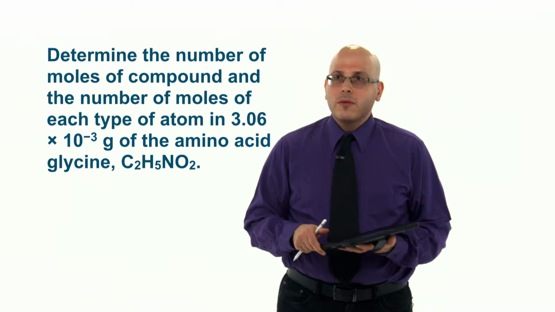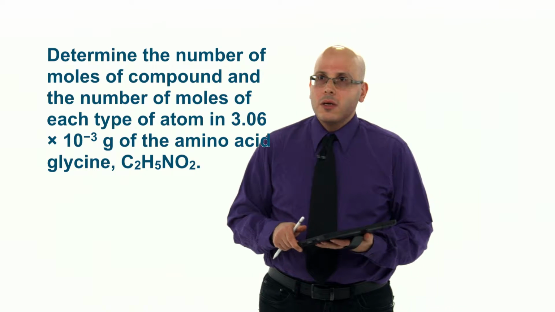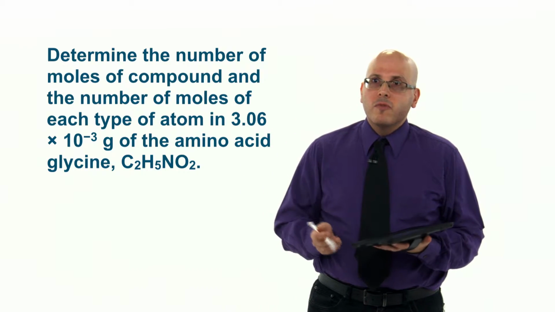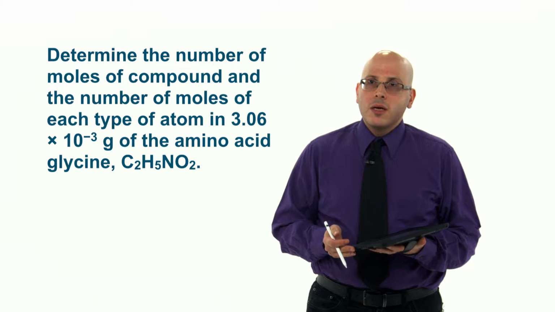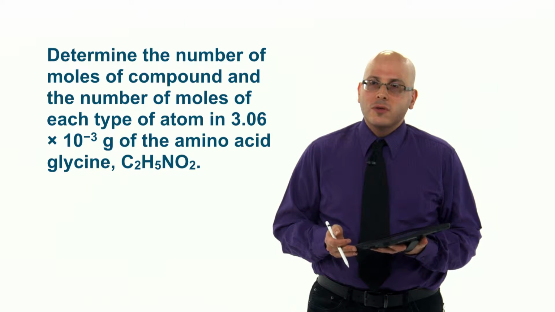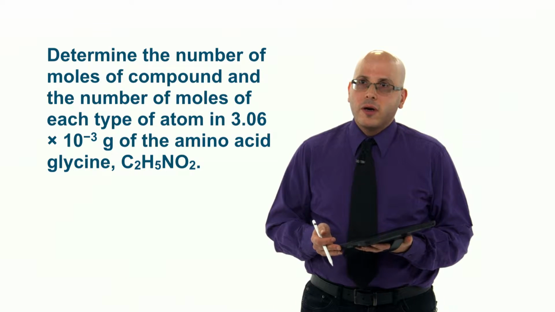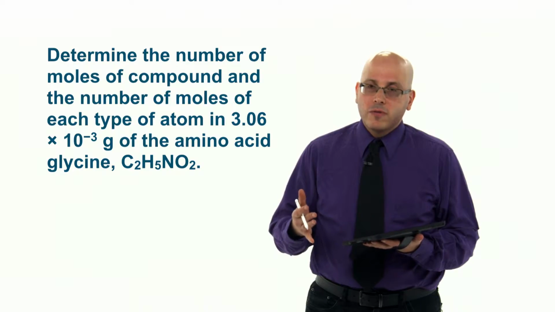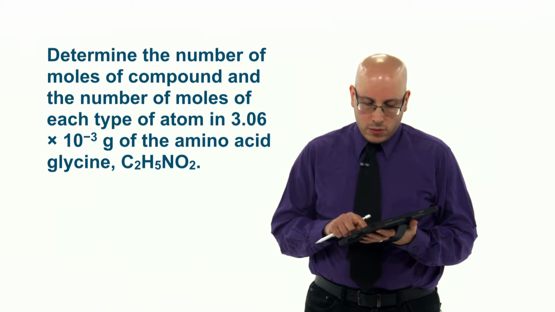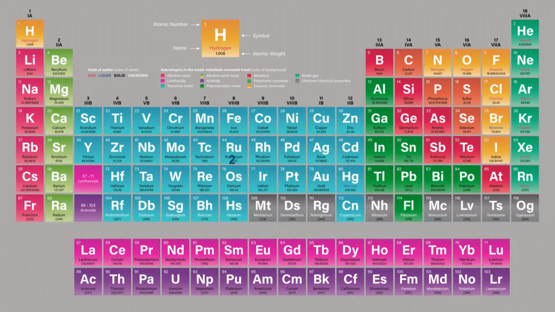Okay, what we're going to do now is try to figure out the way to calculate the number of moles of a compound and the number of moles of each type of atom in a certain amount of glycine. To do this, I first need to use the periodic table to figure out what the relative atomic masses are for each of these substances. So let me do that. Okay, so here's the periodic table.